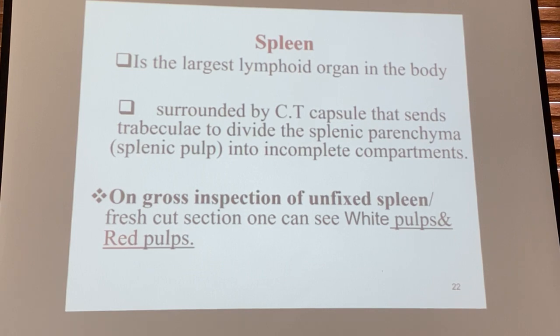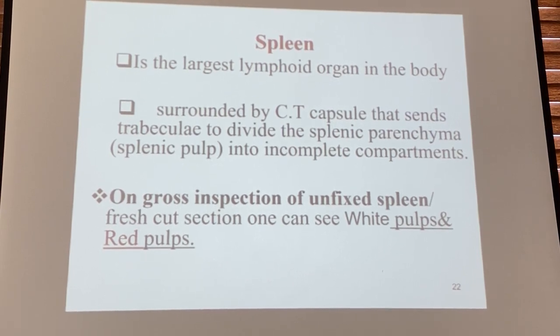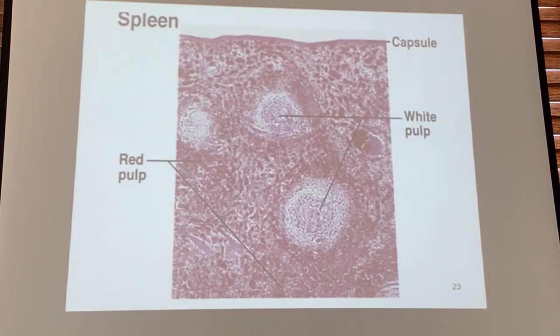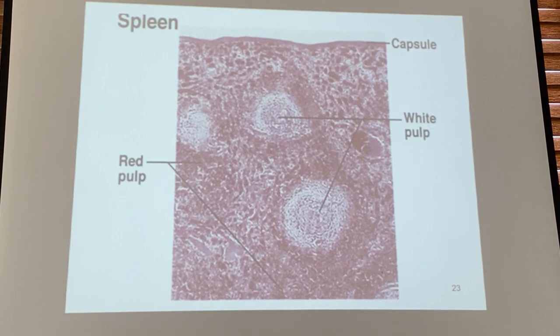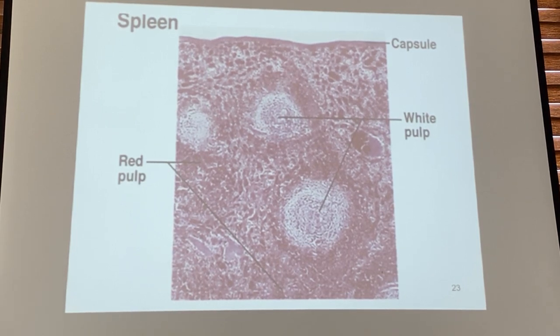On gross inspection of the unfixed spleen, you can see white spots among the reddish area. These represent the white pulps and red pulps. So the splenic pulps are found in two types, red and white pulps. This is the histological section. You see the white pulps scattered among another area which is called red pulp, in which the white pulps are found.